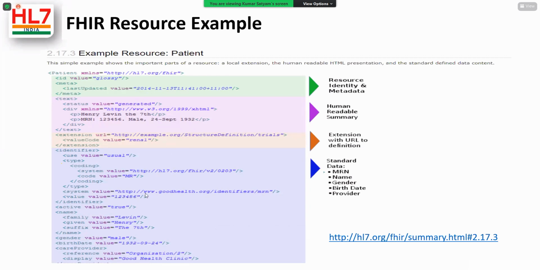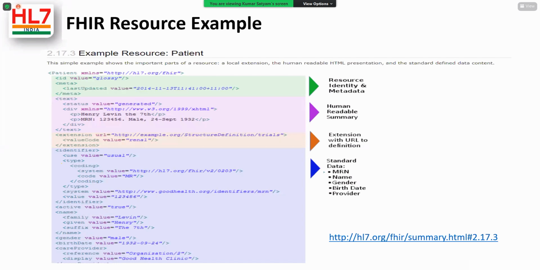So this is the detail that is covered in the description, the standard data, the structured data also, right? So that's the main thing that you need to notice in these resources. So the third session is on FHIR resources, and we will dive deeper into each and every important element of resources. Okay. So while you are looking at these resources, just go to FHIR summary.html 217.3, and you can very well see the resource yourself.